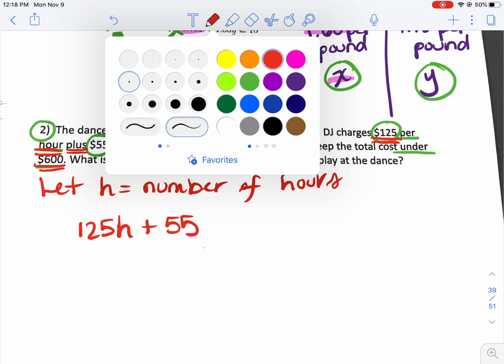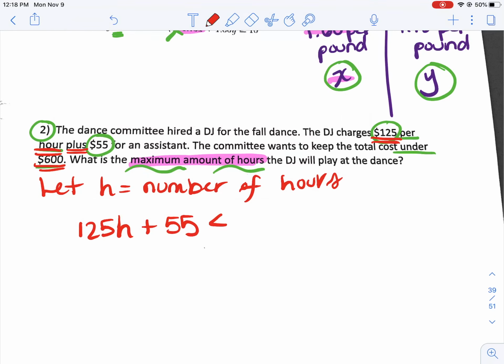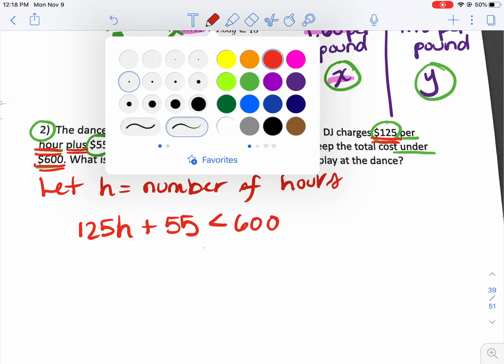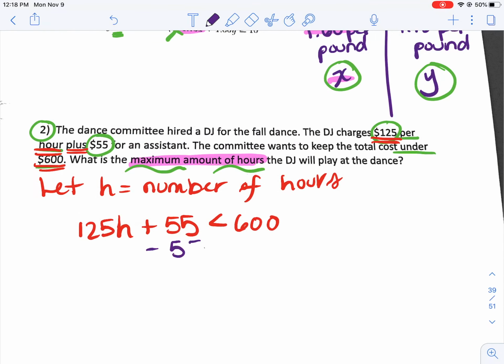So what does that mean? Under 600 is, I'm sorry, less than. They don't want to spend 600. They want it under 600. So now that we've written that inequality, we can solve. Let's take away 55 from both sides.